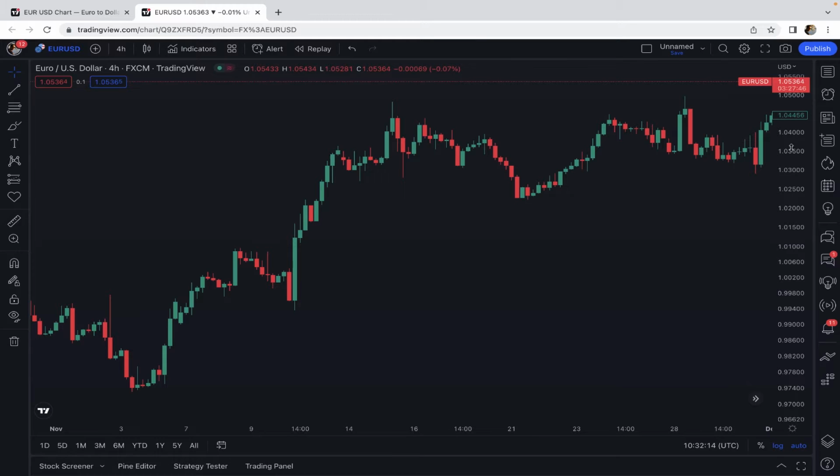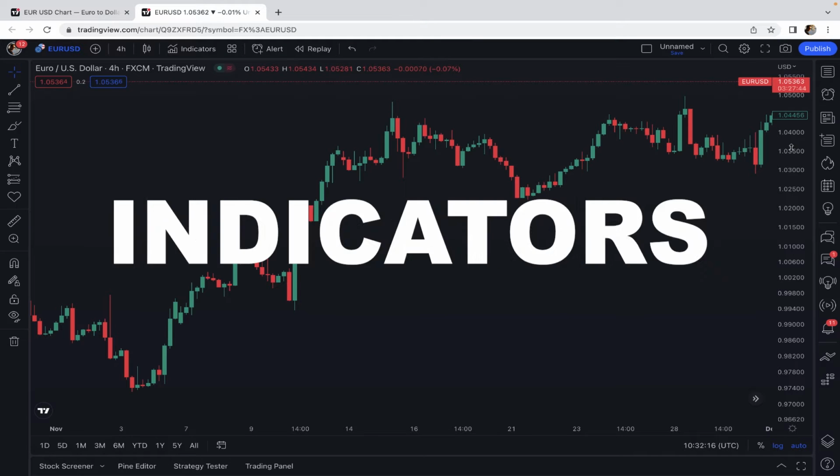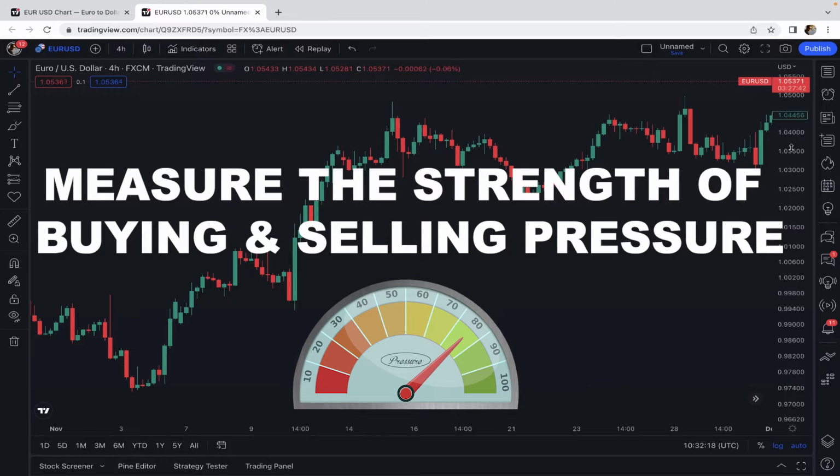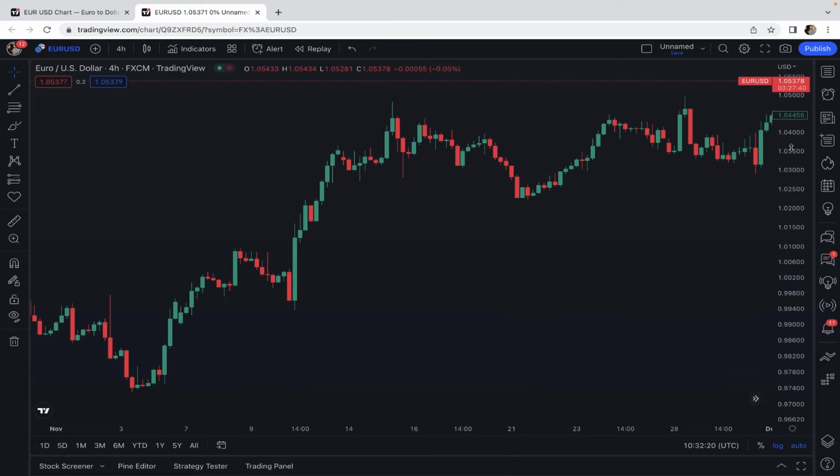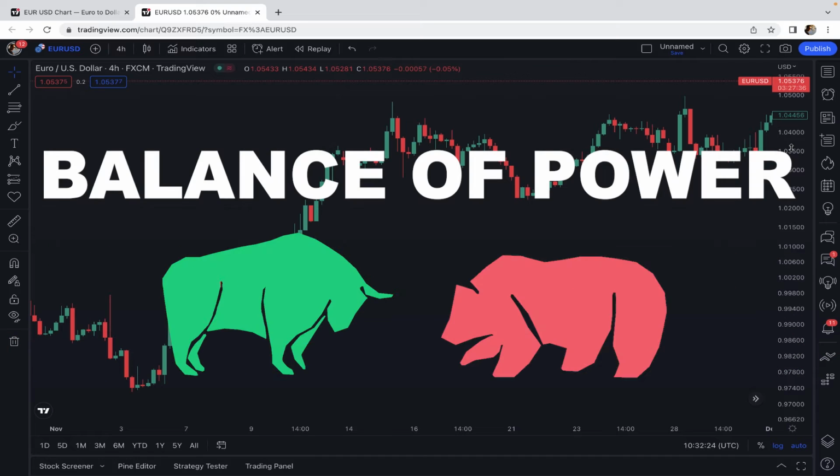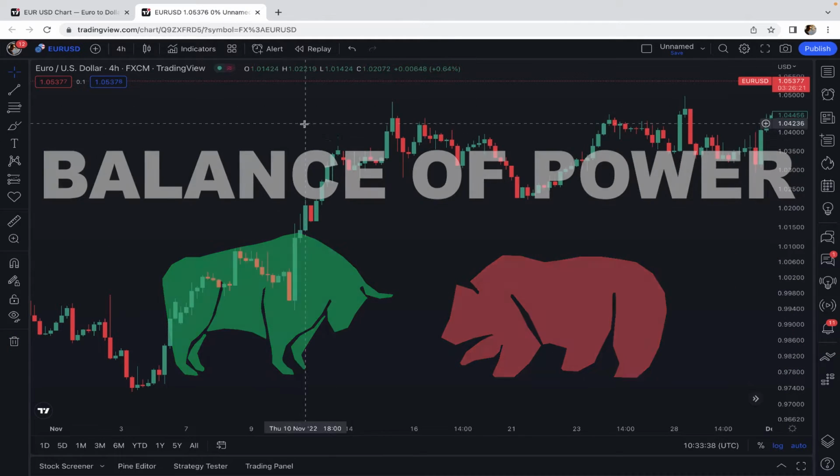In today's video, I want to discuss two powerful indicators that measure the strength of buying and selling pressure. In other words, with the help of these indicators, you can evaluate the balance of power between bulls and bears to find out if buyers have the upper hand or sellers. Let's begin with the first one.